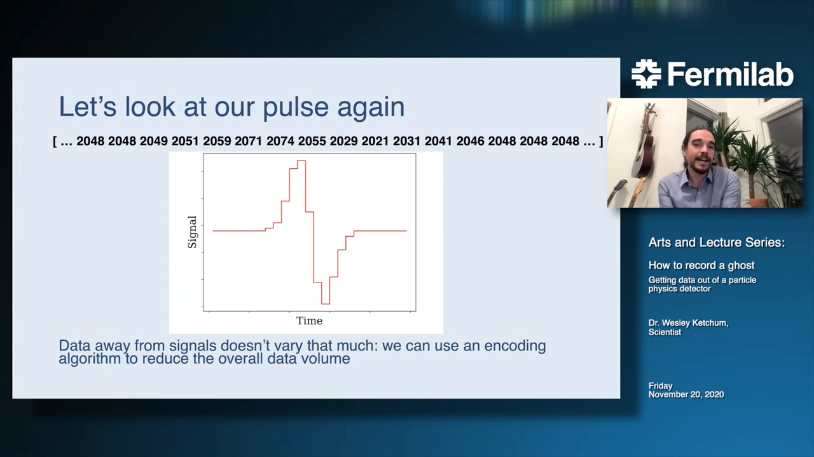So let's look at that pulse again. Here's our nicely defined digitized pulse. We've lost a little bit of precision because we don't have infinite precision with our ADCs, but this is still pretty good. One of the things that's true about liquid argon TPCs is that away from the signals, the potential and the data values don't change very much. So rather than storing one full value for every sample, which would be 12 bits for every sample, we can instead try to encode the difference between successive samples into the data stream and use that to reduce the overall data volume. So how can that work?